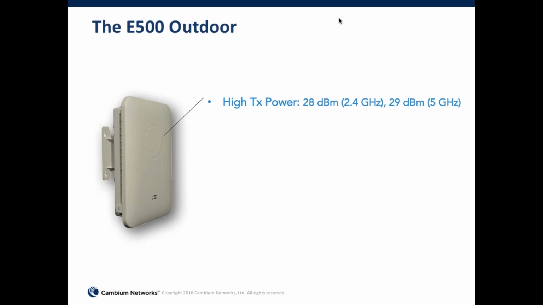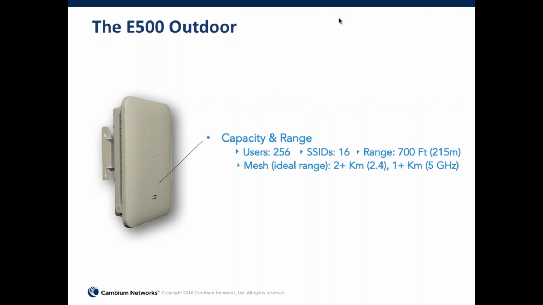So that gives you anywhere from 33 to 34 dB of total EIRP gain. So that gives a pretty high range. In our own testing, we found that this access point could go farther than 700 feet under clear line of sight conditions. And like the E400, this one can accommodate up to 256 users and 16 SSIDs. It also supports meshing between access points.